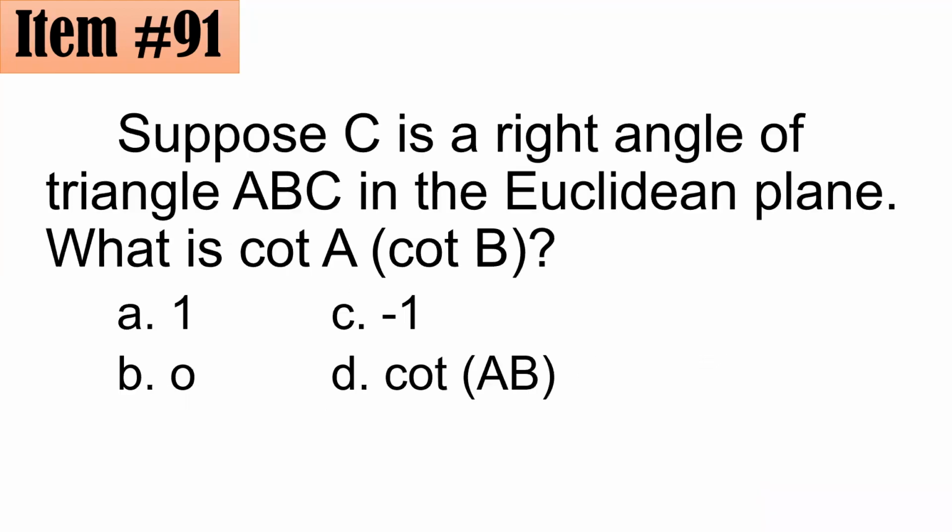More to go. 91. Suppose C is a right angle of triangle ABC in the Euclidean plane. What is cotangent A times cotangent B? Did you go for 1, 0, -1, or cotangent AB? All right. Nagkakaisa kayo sa letter A. We'll see.